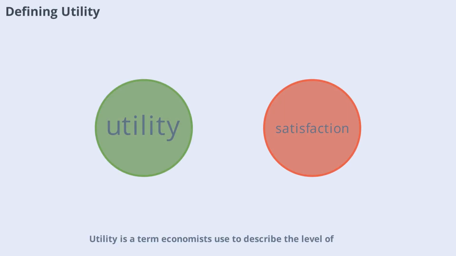Utility is a term economists use to describe the level of satisfaction or pleasure a person gets from consuming goods or services. It's a way to quantify happiness, even though it's a subjective experience. For example, eating a slice of pizza might bring you a certain amount of utility, while watching a movie might bring a different amount. Economists use utility to model and predict consumer choices, assuming that people aim to maximize their total utility given their budget constraint. This idea forms the backbone of consumer theory in microeconomics.